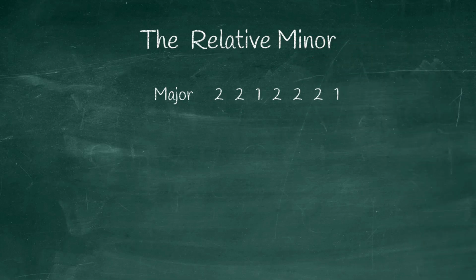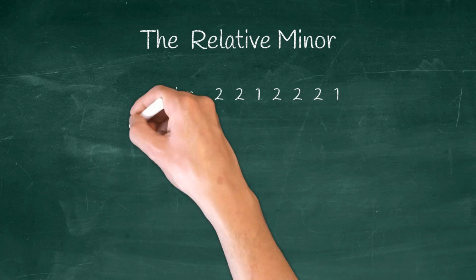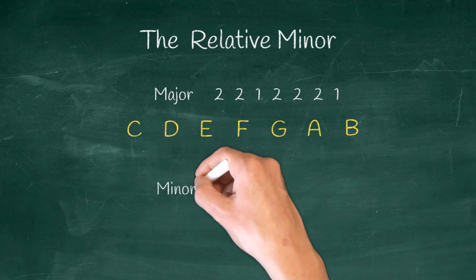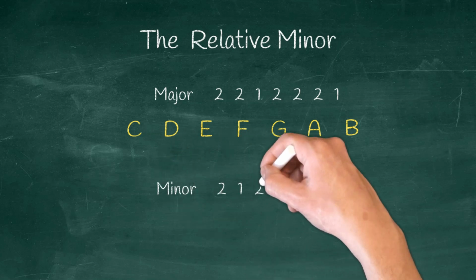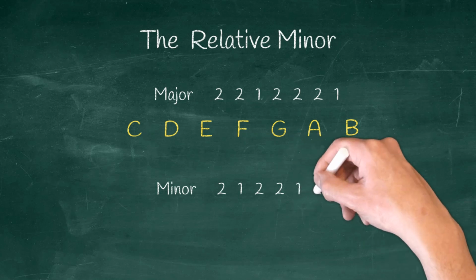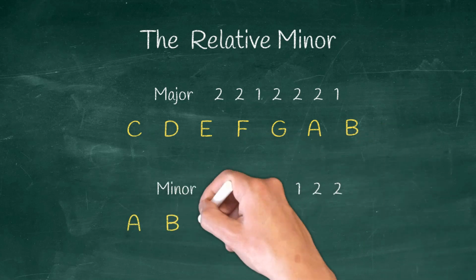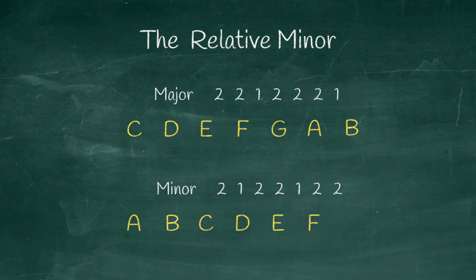Now let's create a C major scale again. Using the major formula, we derive the notes C, D, E, F, G, A, and B. The 6th note of any major scale is the relative minor. In the key of C major, the relative minor, or 6th note of the scale is A. Now let's recall the minor scale formula, which is a pattern of 2, 1, 2, 2, 1, 2, 2. This formula gives us the notes A, B, C, D, E, F, and G.